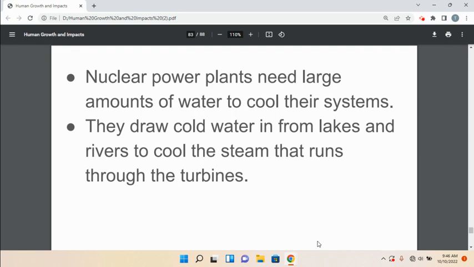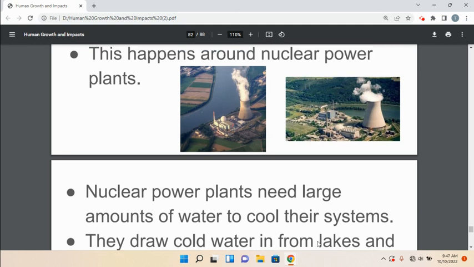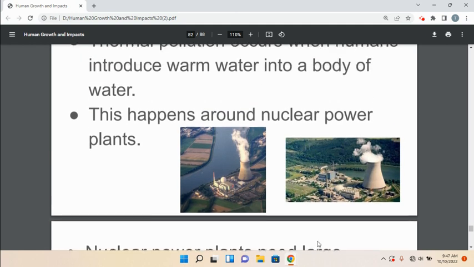They draw cool water in from the lake or the river to recondense that water in the second system that runs the turbines. But at the same time, it makes this water warm. These things with the steam coming out of it are called cooling towers.